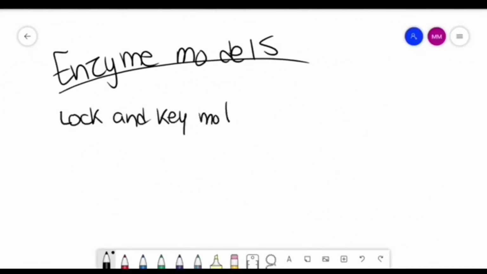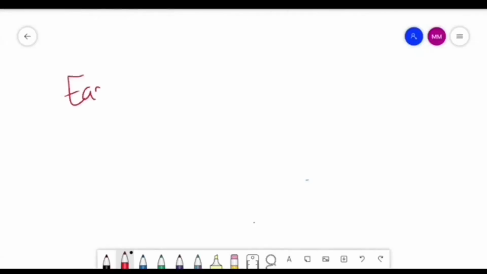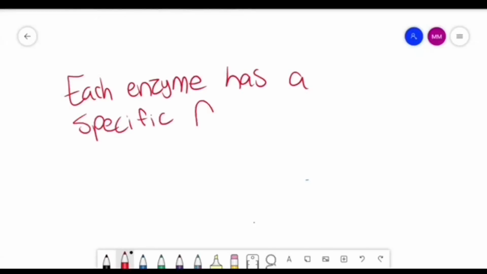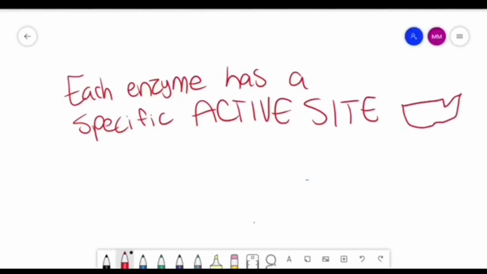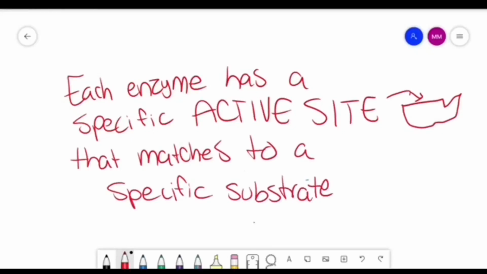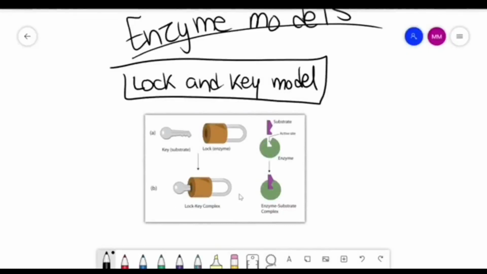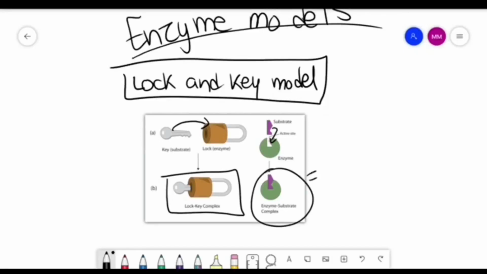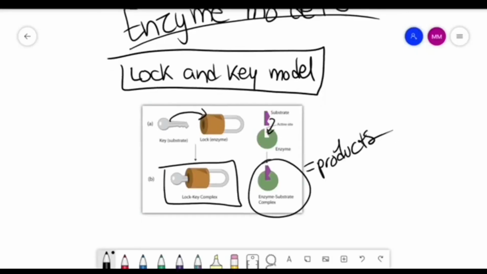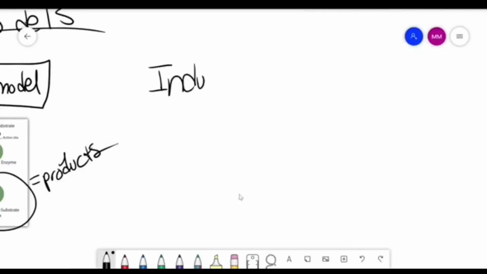And there are two types of enzyme models. There's the lock and key model. In this model, each enzyme has a specific active site, which is where the substrate goes, that matches to a specific substrate. In this case, think of it like a key. You need a certain key in the correct orientation to work a lock. In the same way, the substrate needs to fit perfectly into the enzyme to create the products.